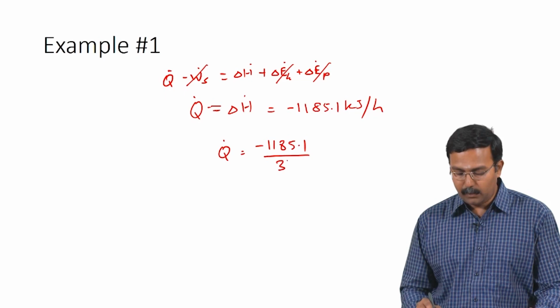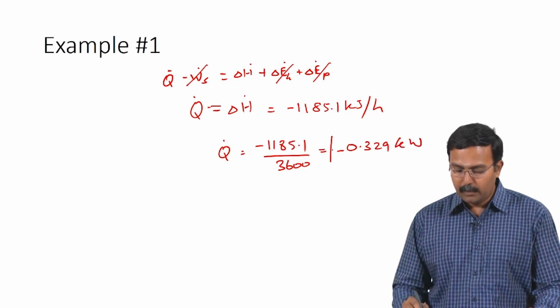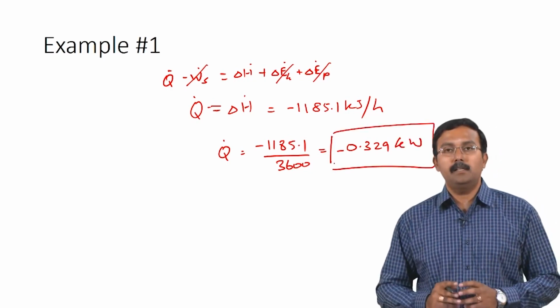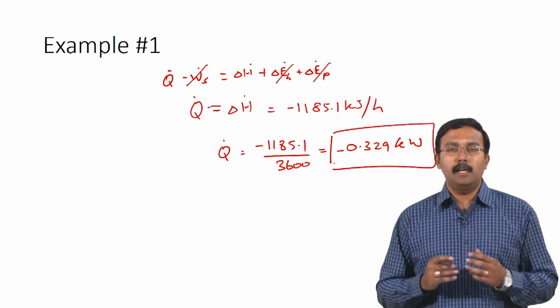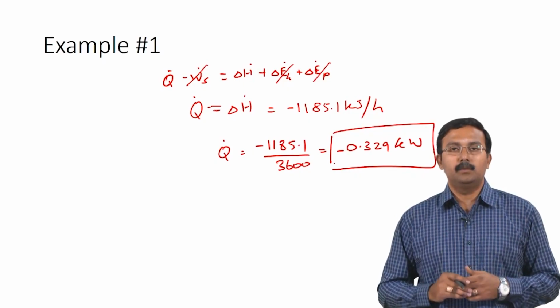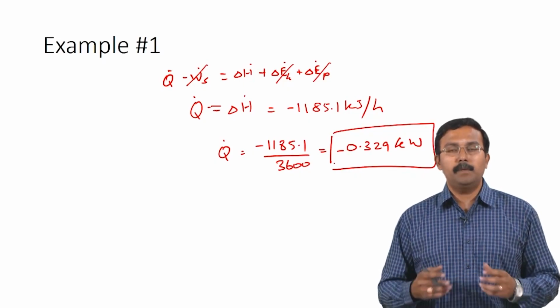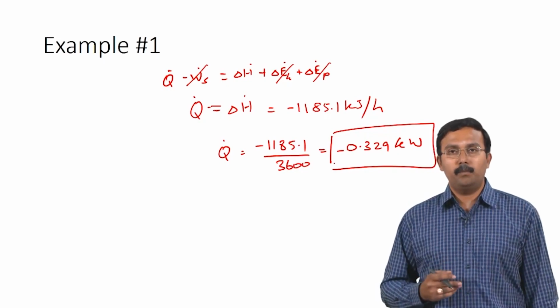1185.1 divided by 3600, which is equal to minus 0.329 kilowatts. So the rate of cooling that is required is 0.329 kilowatts. Because it is heat being removed, we have a negative sign associated with it. So this is one example problem to help us understand how to perform energy balance calculations. Let us look at one more problem.